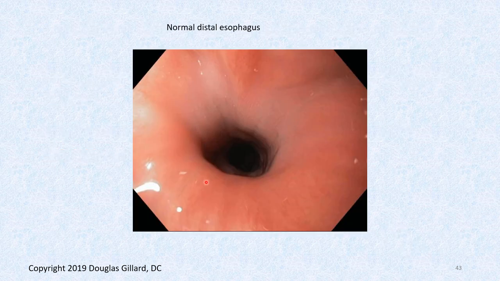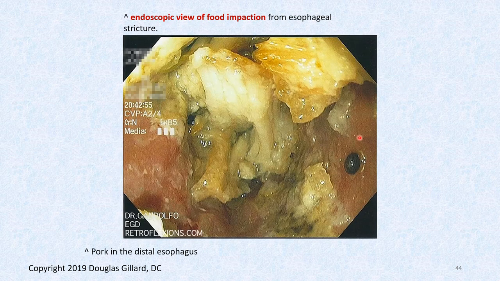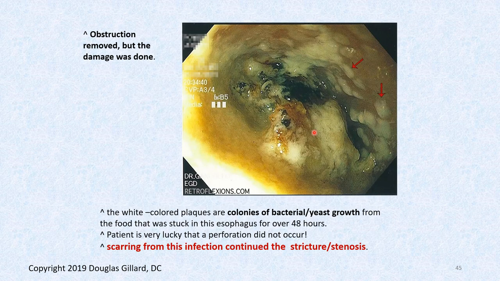You want to see what they saw? Here's a normal esophagus, right? We've seen that before. You ready for this? Yeah, I laugh every time I see this. I'm like, my God, it looks like he didn't even chew. He just swallowed these big chunks of pork, not even chewed up. So people do crazy things. And you can see the inflammation, and they took it out, and it's too late.